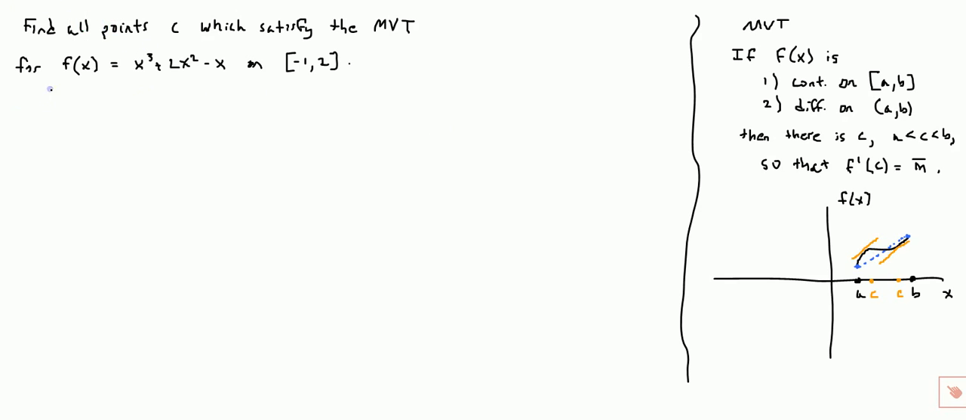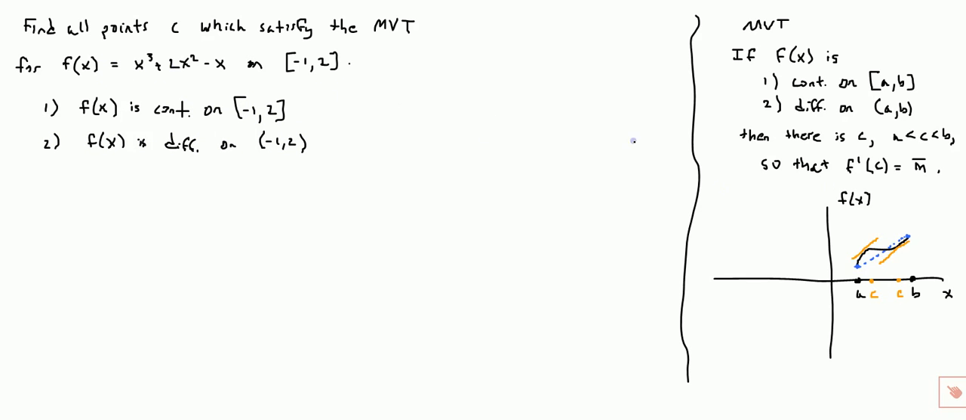So let's check that this function satisfies the mean value theorem. It's a polynomial, so it's definitely continuous on [-1, 2], and it's definitely differentiable on (-1, 2). So we know that there's going to be at least one point C where the derivative of this function equals the average slope of this function on [-1, 2].